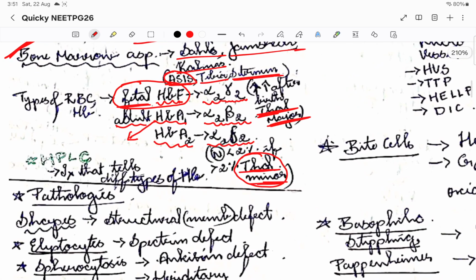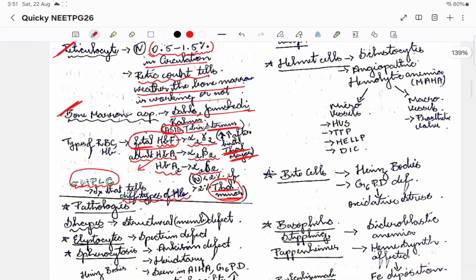The investigation that tells the different types of hemoglobin, the structures we just discussed, also tells the type of RBC that is there. Remember the name HPLC: it is the investigation that we do in suspected cases of thalassemia. So it will be easier for you to remember.